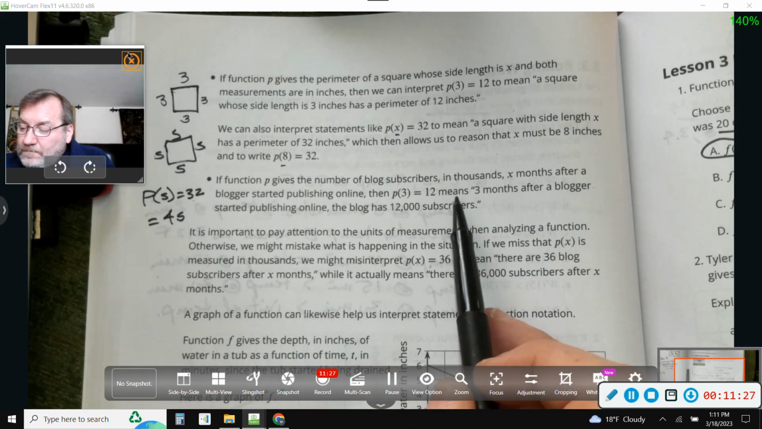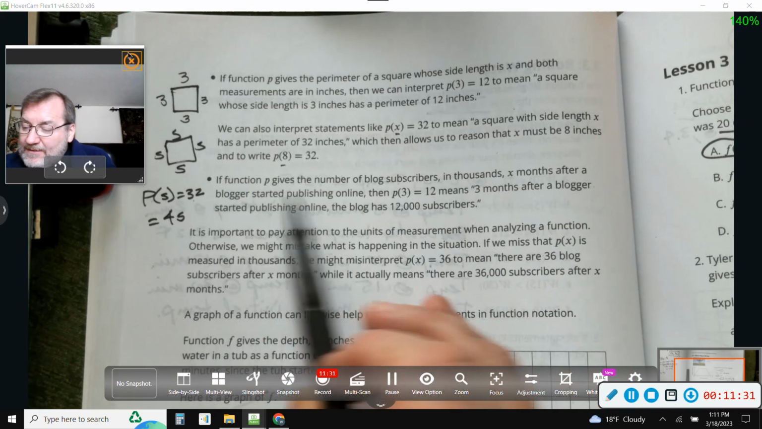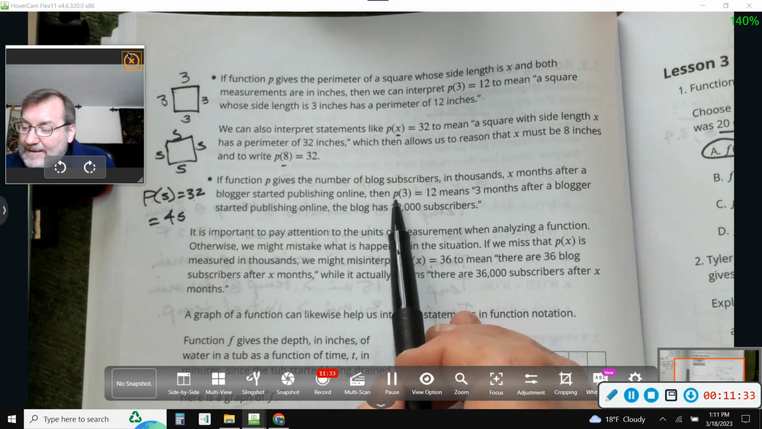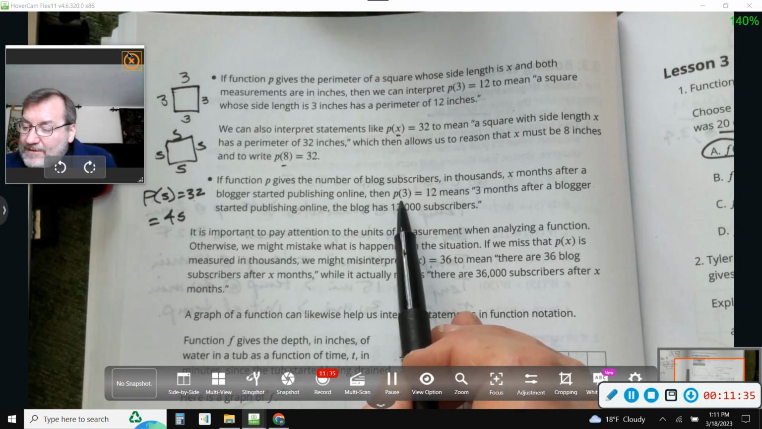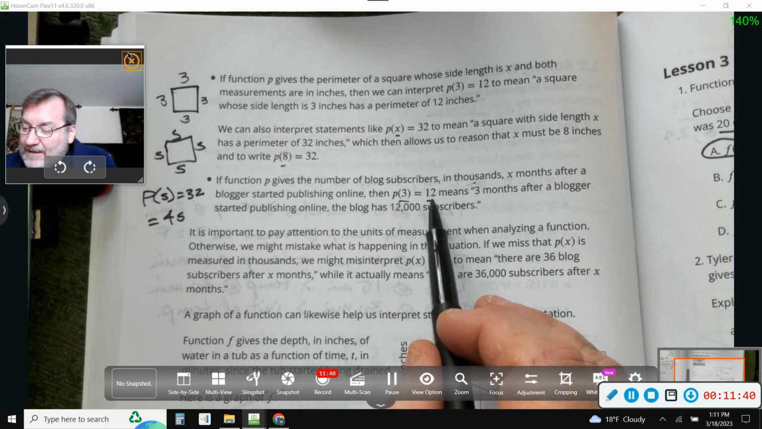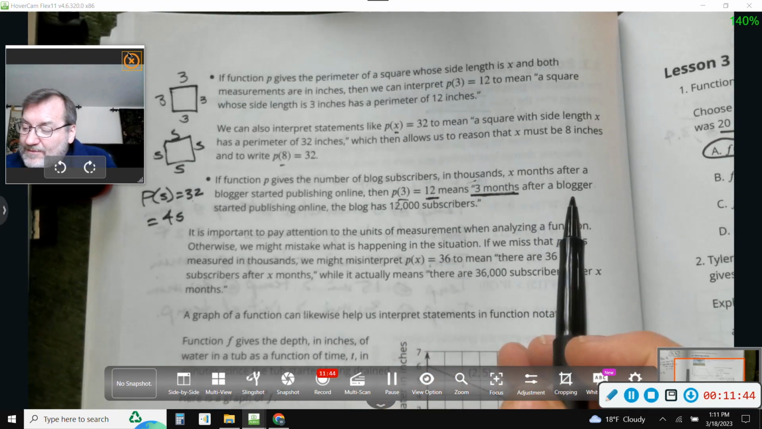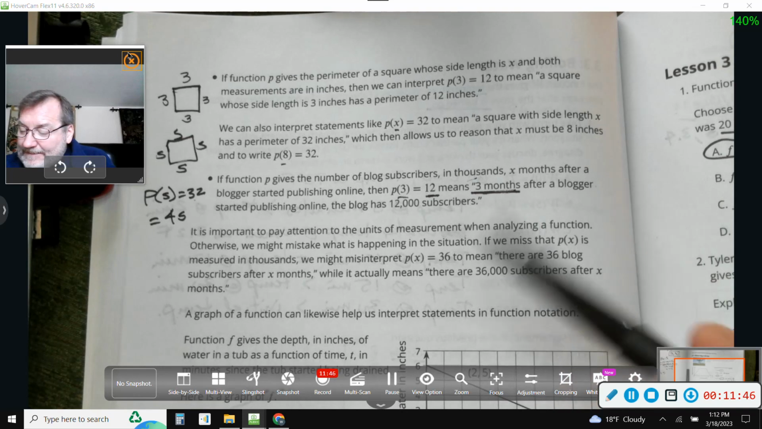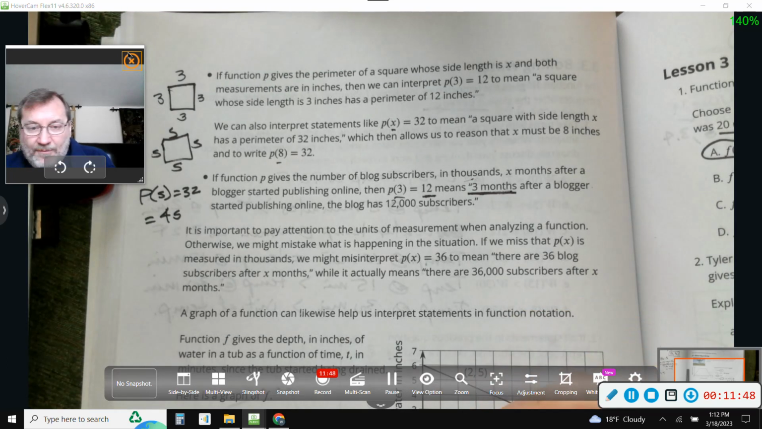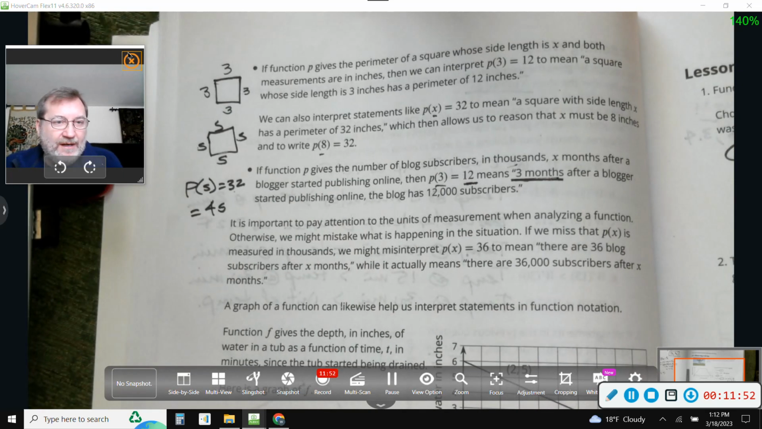Alright. If a function P gives the number of blog subscribers in thousands, x months after a blogger starts publishing, then the number in thousands means there's 12,000 subscribers, and the 3 represents the 3 months. Right? And it goes through some more examples along in here about doing the summary on it, so I won't bore you with it. You can read it as well as I can.